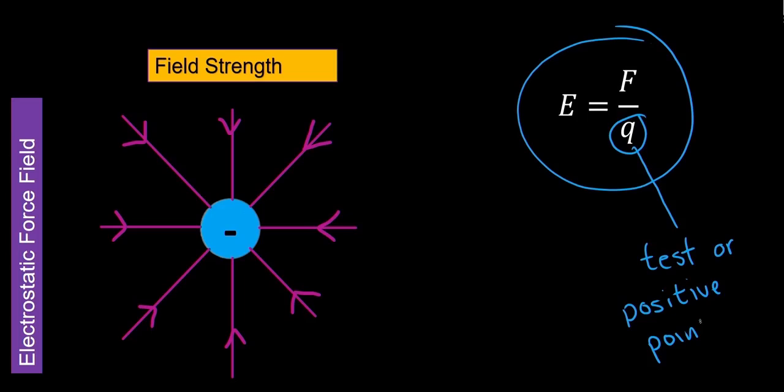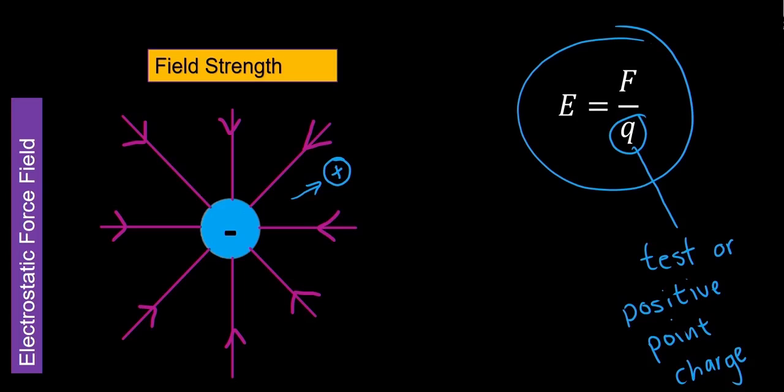Now, I'm hoping that you're picking up a pattern here. We always use a teeny positive point charge as a test. So if we place this little test charge into the field, what is the force going to be on this little test charge? That is going to give us the electric field strength, or the electrostatic field strength.